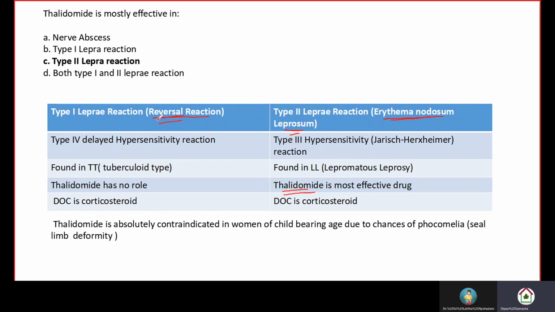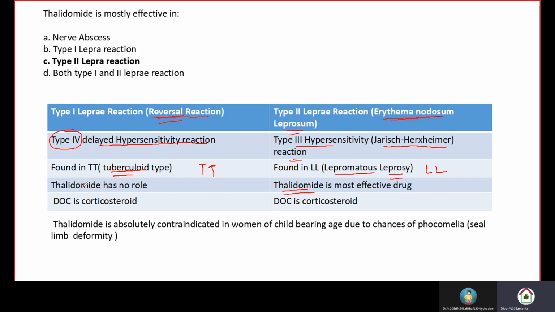So type 1 lepra reaction is a delayed hypersensitivity reaction, that is type 4 hypersensitivity reaction, delayed one. And type 2 lepra reaction is type 3 hypersensitivity, or it is also called Jarisch-Herxheimer reaction. Type 1 lepra reaction is found in tuberculoid type of leprosy, and type 2 is found in lepromatous leprosy, LL type. This is TT and this is LL.